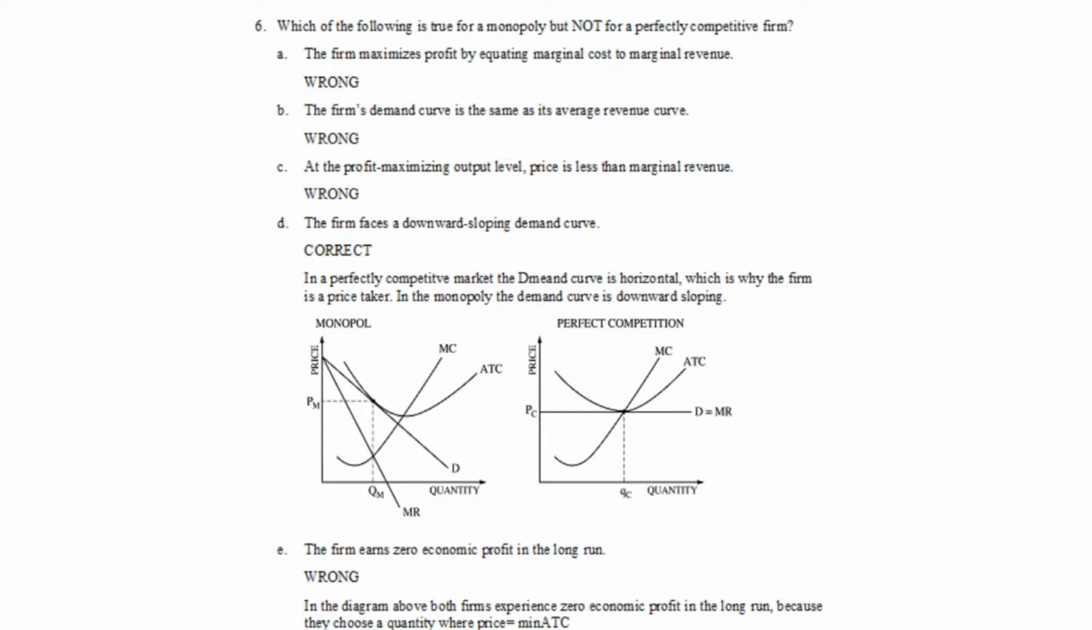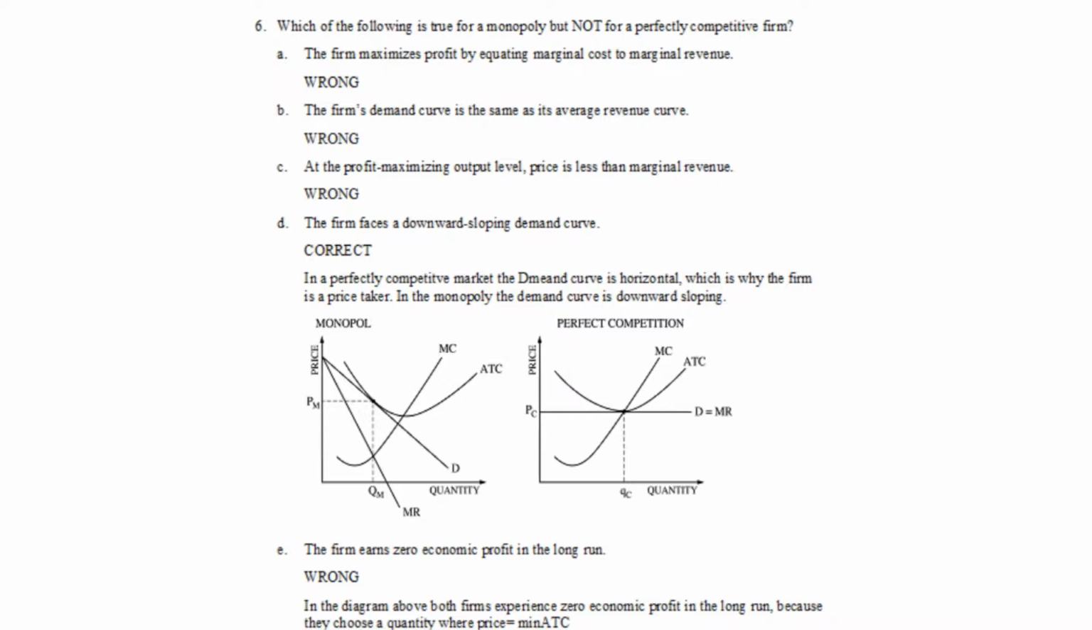C, at the profit maximizing output level, price is less than marginal revenue. This is wrong because if you look, it's what is true for the monopoly, but not true for the perfectly competitive firm. You can see that price is equal to the marginal revenue in the perfectly competitive firm. So that's the reason why C is wrong.